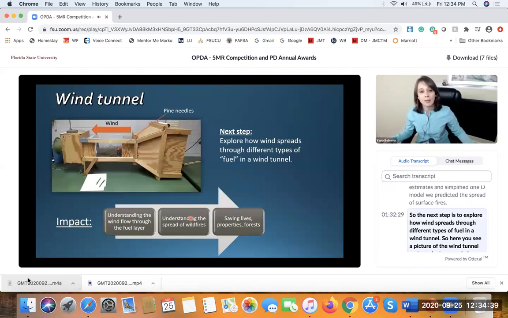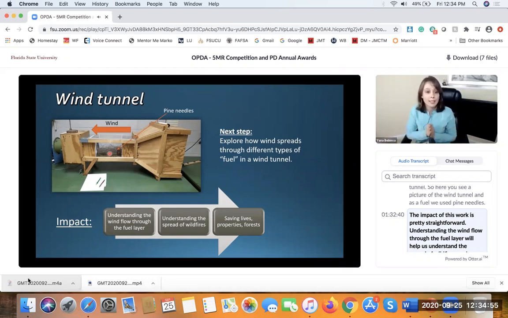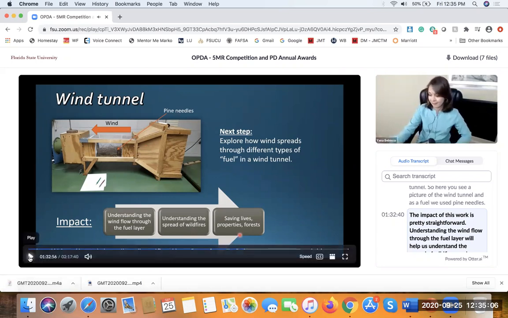So the next step is to explore how wind spreads through different types of fuel in a wind tunnel. So here you see a picture of the wind tunnel, and as a fuel, we used pine needles. The impact of this work is pretty straightforward. Understanding the wind flow through the fuel layer will help us understand the spread of wildfires and hopefully save lives, properties, and forests. Thank you. Great job.